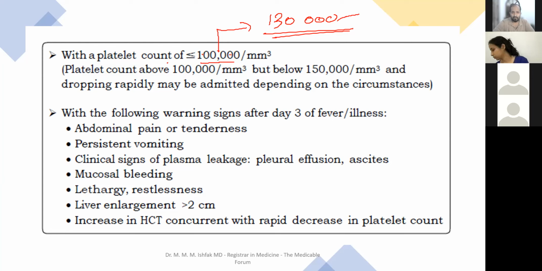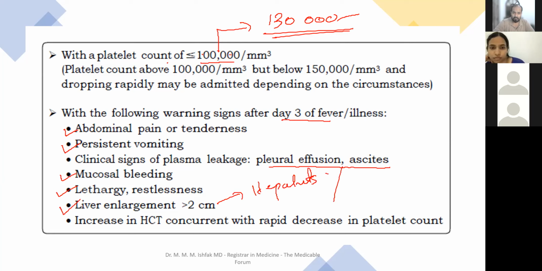Now by day 3 of fever, if they have abdominal pain or tenderness, persistent vomiting, pleural effusions, ascites, mucosal bleeding, lethargy, restlessness, liver enlargement, that is due to hepatitis of dengue, or it could be due to the inflammation of an immune response.